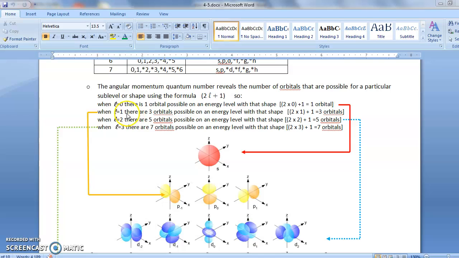You could also figure out the third number. The third number would be -1, 0, or 1 when L is 1. So there's 3 p orbitals making up the p. So the p sublevel can hold 6 electrons. The s sublevel can only hold 2 electrons because it only has one orbital. Yet each orbital can only hold 2 electrons.